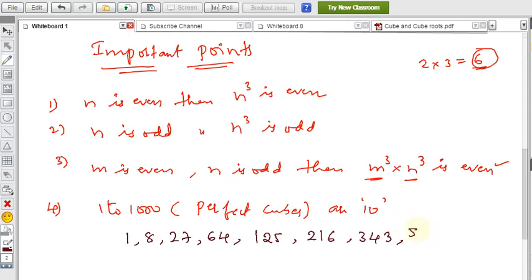512 is next, then 729, and 1000. 1000 is 10 cube. So these 10 are the perfect cubes between 1 to 1000.